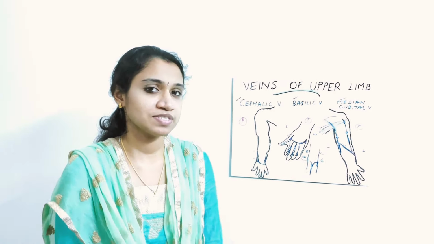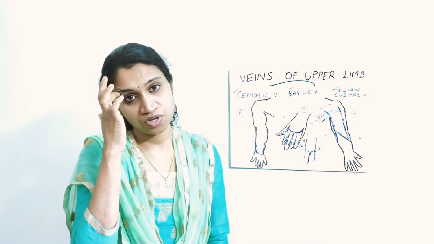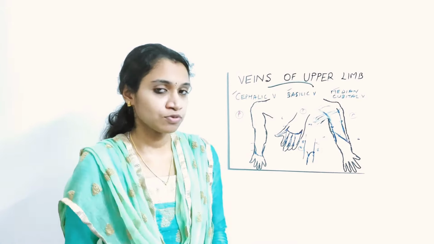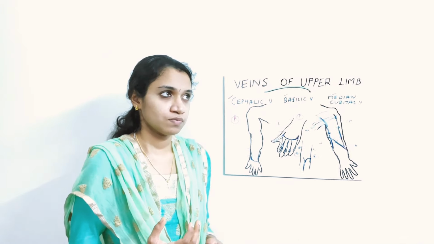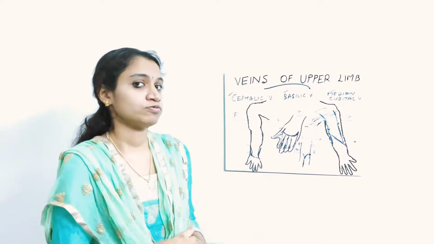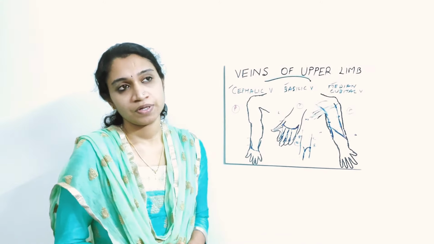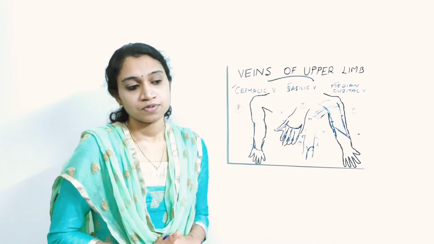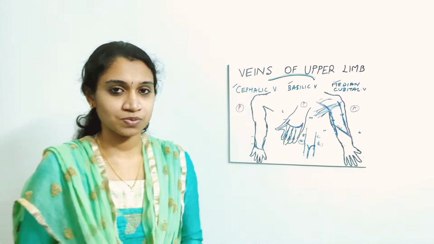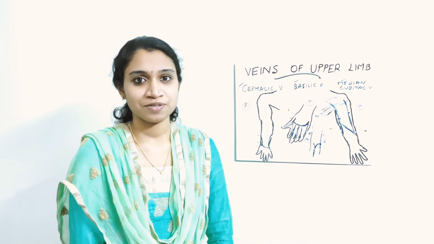Again, the last question. In case of CA breast and all, we know axillary lymph nodes also can be involved. So in that case, sometimes what happens is that there can be edema of the upper limb. So what is the reason for that edema of the upper limb? Okay, so these are some of the questions. So try answering this. So we'll begin with our session.